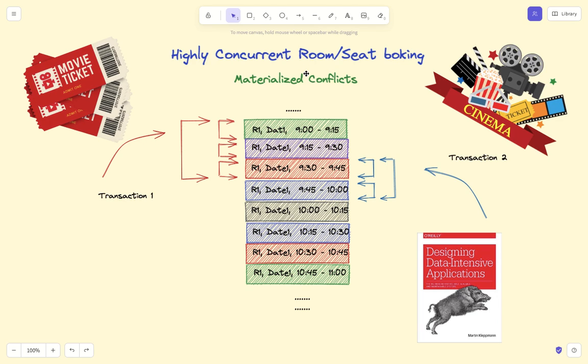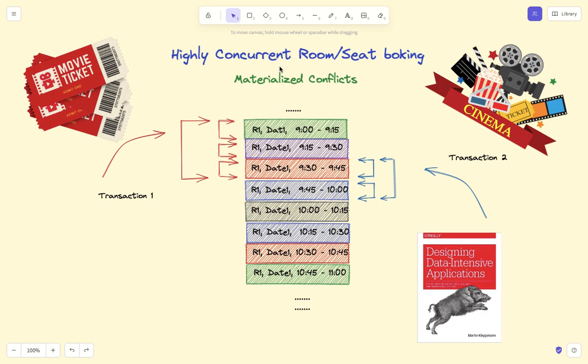Now, imagine that the meeting room booking system is highly concurrent, that a lot of users can book the same room for the same time slot in parallel, and you want that no two people are able to book the room for the same date and same time duration. So how would you design a system such that this sort of concurrency is handled? That is where the concept of materialized conflicts comes to our rescue.